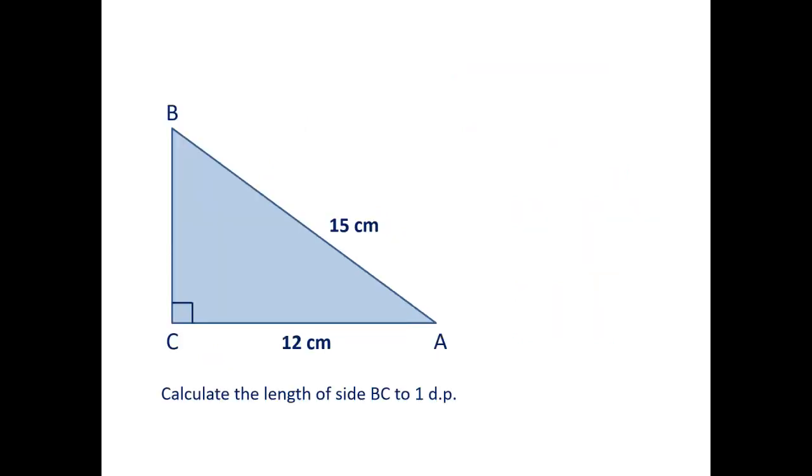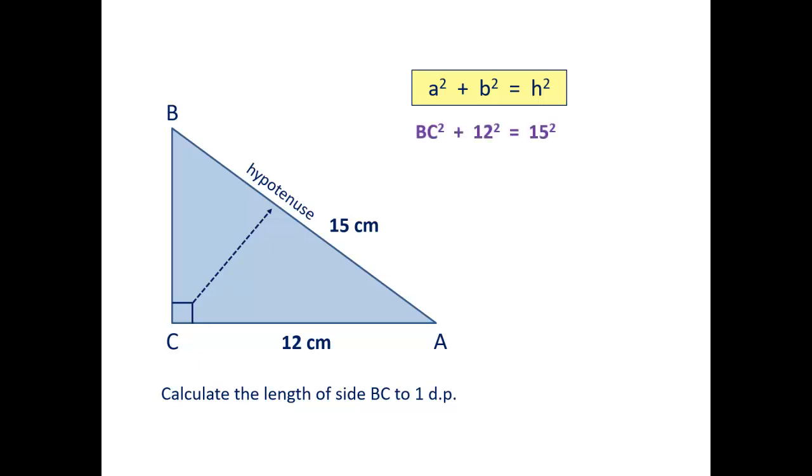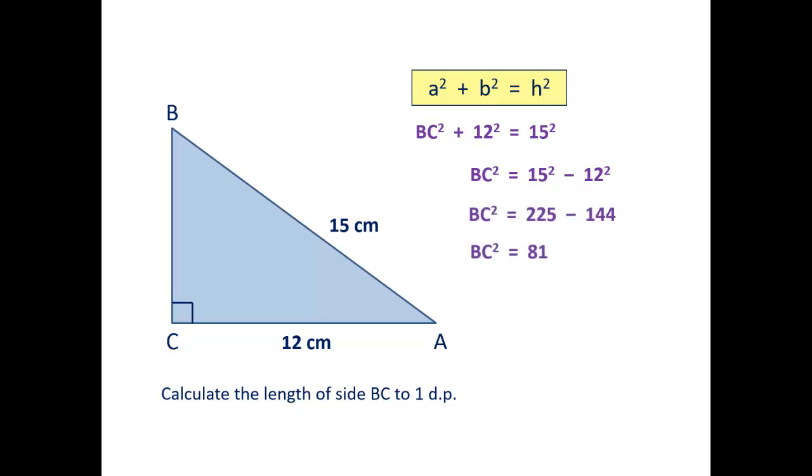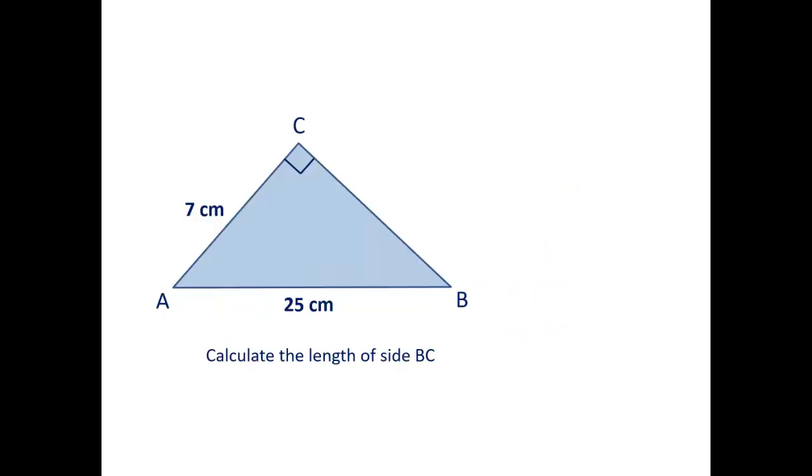Okay, how'd you get on? Let's have a look at the first one. There's the hypotenuse. So we know we're going to use a squared plus b squared equals h squared. So we've got BC squared plus 12 squared is 15 squared. Move the 12 squared left to right. 15 squared minus 12 squared is 81. BC is the square root of 81, which is 9. Excellent.